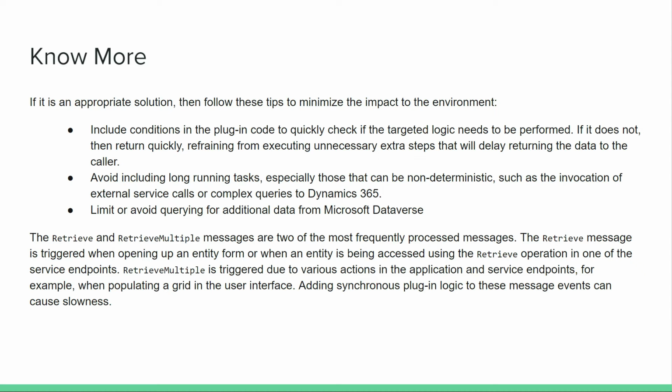If you find that it is the only option and the plugin must be registered in retrieve and retrieve multiple because there is no other way, then you have to follow some tips to minimize the impact. What are the tips? Number 1: include conditions in the plugin code to quickly check if the targeted logic needs to be performed. So you need to use conditions in the plugin to check the logic. If it does not, then return quickly. That means you have to write something conditional to return quickly.